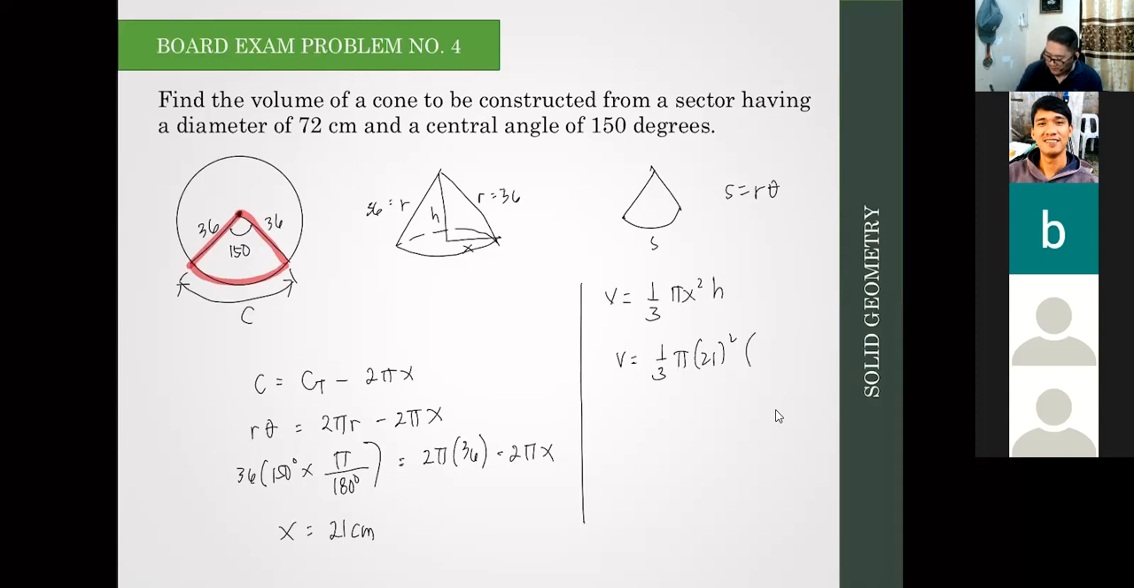So h natin wala pa tayong value. So by ratio and proportion or by Pythagorean theorem rather, 36, 21. So ang h natin will be equals kay 36 squared is equals to h squared plus 21 squared. So h squared is equals to 36 squared minus 21 squared. So h will be equals to square root of 36 squared minus 21 squared, that is 29.24. So 29.24 cm. So volume natin will be times 21 squared times pi.